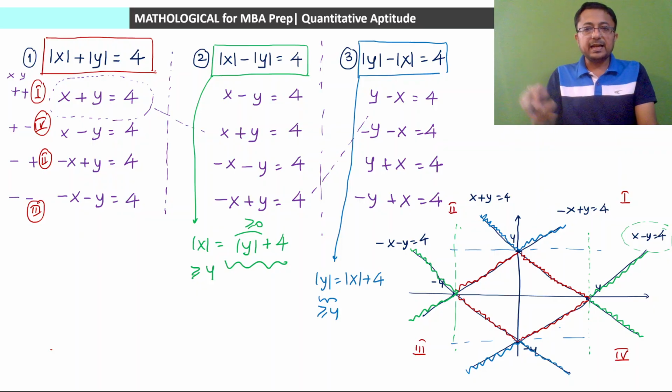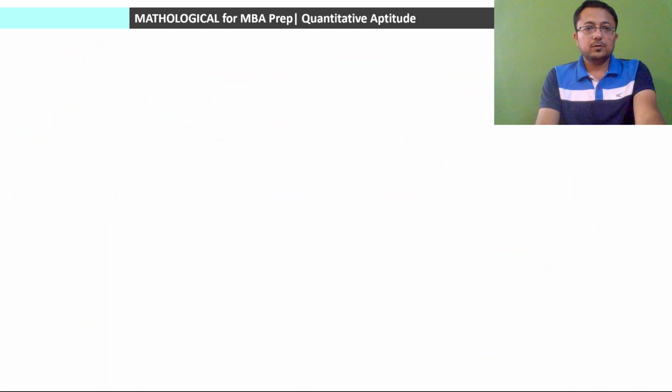So all the three graphs we've combined: mod of x plus mod of y equal to 4, mod of x minus mod of y equal to 4, and mod of y minus mod of x equal to 4. Pause the video, take your time, understand this, and then move ahead. Is this clear? Okay, let us move ahead now to the other cases.